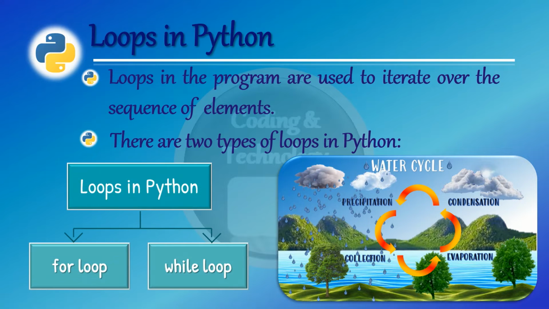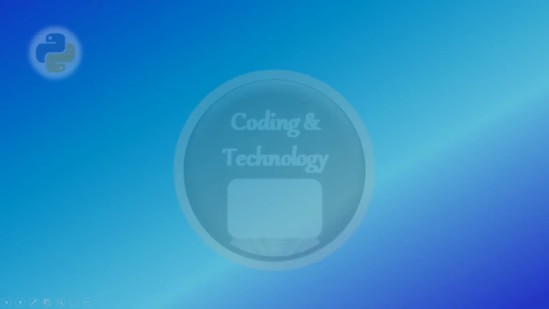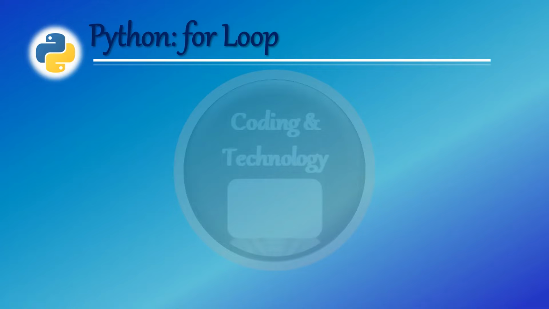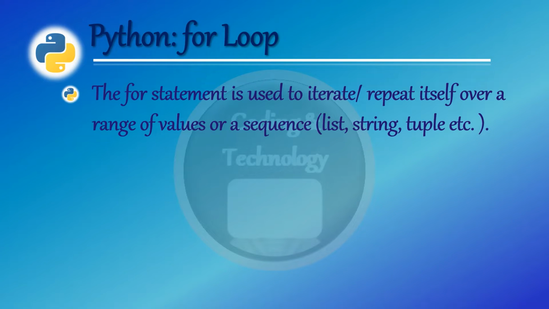There are two types of loops in Python. They are the for loop and the while loop. In this session, we are going to learn about the for loop in Python. Next, we will move on to the for loop in Python. The for statement is used to iterate or repeat itself over a range of values or a sequence, that is list, string, tuple, etc.